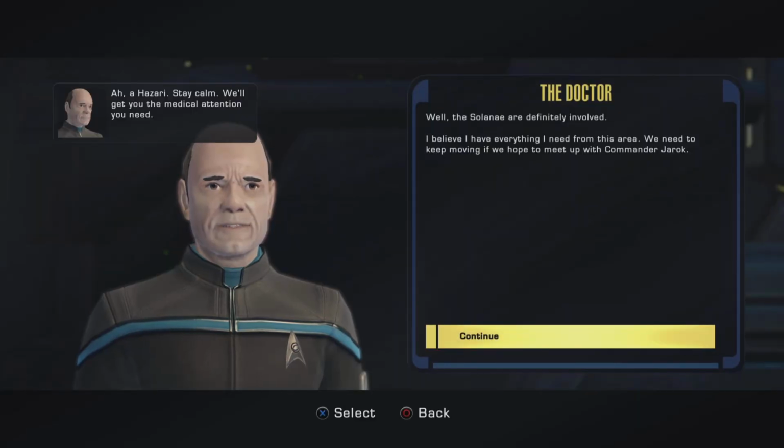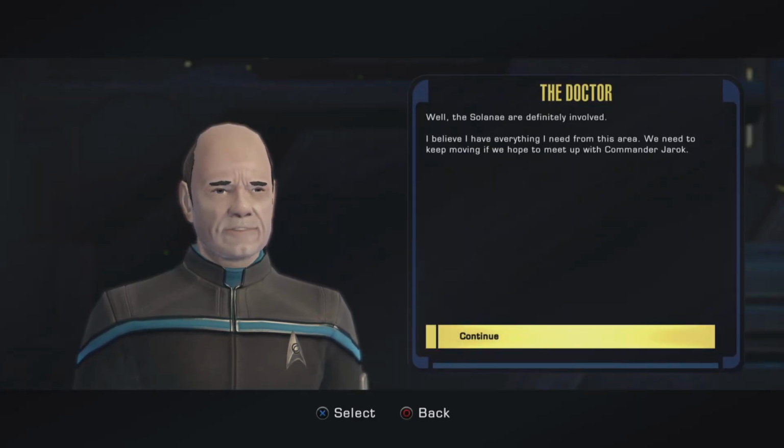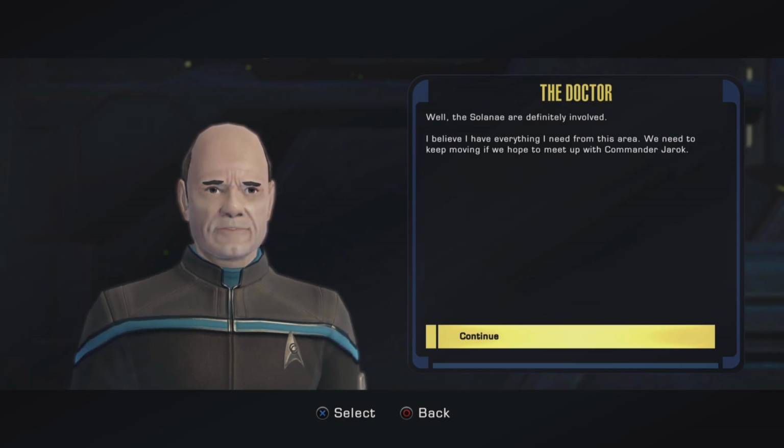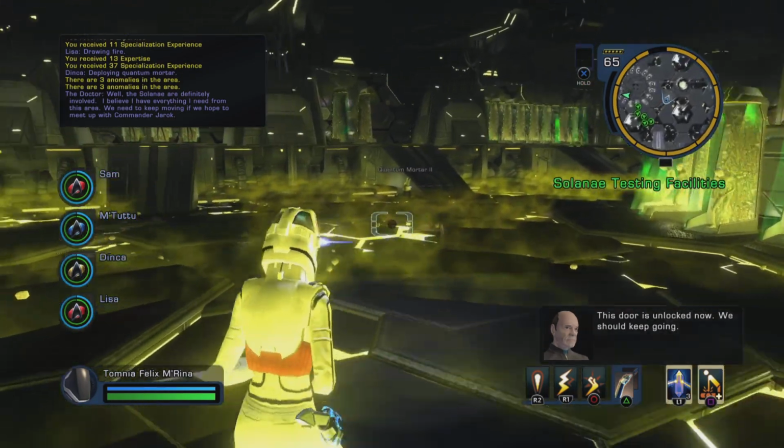Well, the Solanae are definitely involved. I believe I have everything I need from this area. We need to keep moving if we hope to meet up with Commander Jarak. The door is unlocked now. We should keep going.